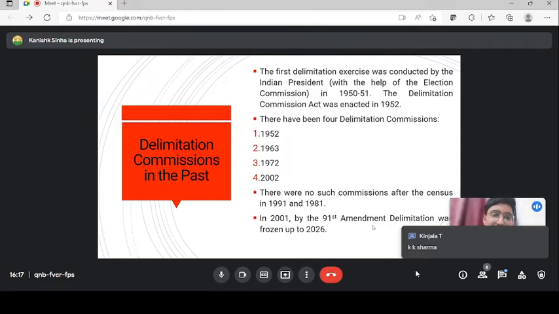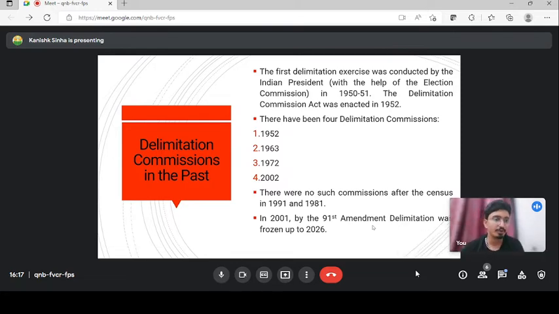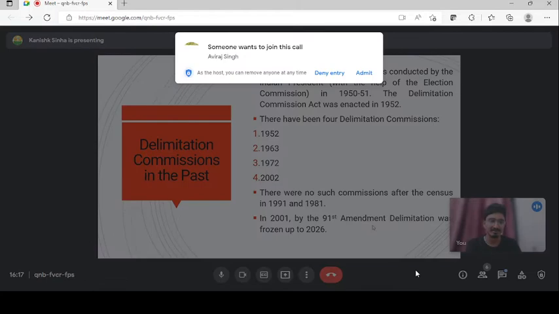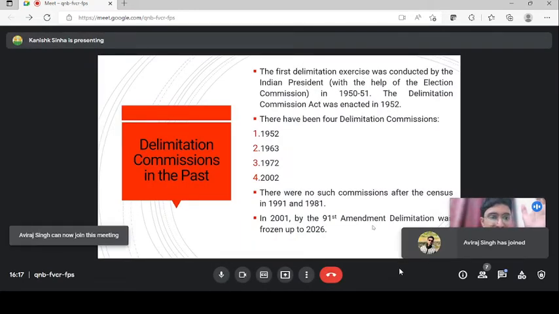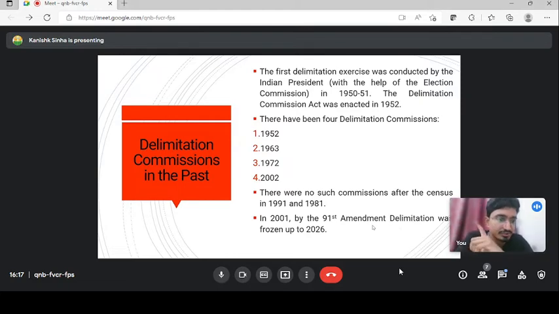Now let's understand the delimitation history. This is very important. The first delimitation of the country was held in 1950-1951, and the act was passed in 1952. Now you have to remember the four years in which the Delimitation Commission has been set up. This is a very important question: in which of the following years has no delimitation taken place in India? You will be getting a direct question like that. The four important years are 1952, 1963, 1972, 2002. These are the four years in which the Delimitation Commission was set up.